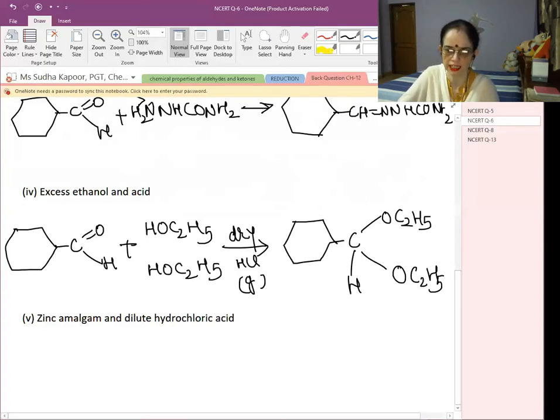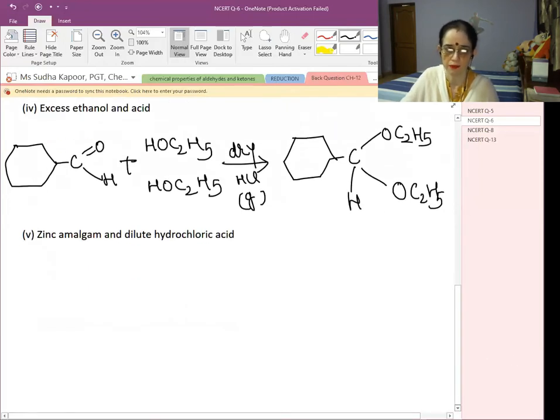So the acetal groups are obtained, the dialkoxy derivative. Now in the next one, we are having zinc amalgam and HCl. Zinc amalgam and HCl results in giving the hydrocarbon of it.